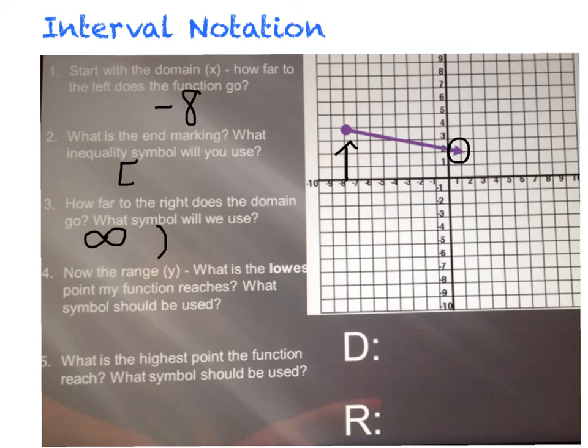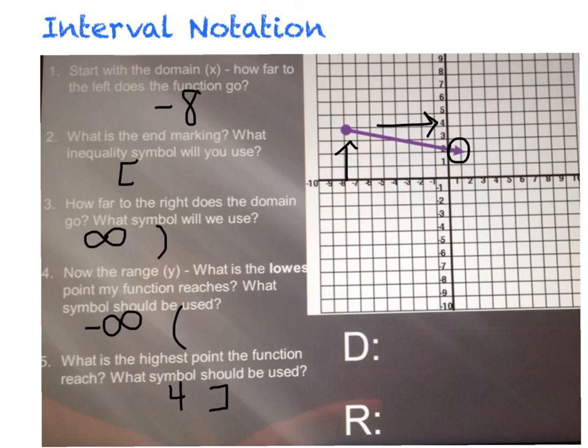Now let's look at the range. The range we know is the y values. The lowest y value, if I look at this graph, continues downward, so it's going to be negative infinity for the y values. And I'm going to use a left parenthesis because this is the lowest point. And we know that range goes from low to high. Now let's look at the highest y value. The highest y value is going to be a 4, and it's going to be a right bracket.